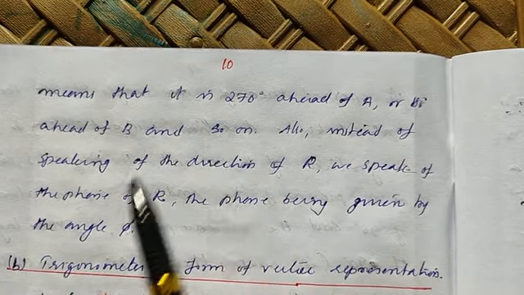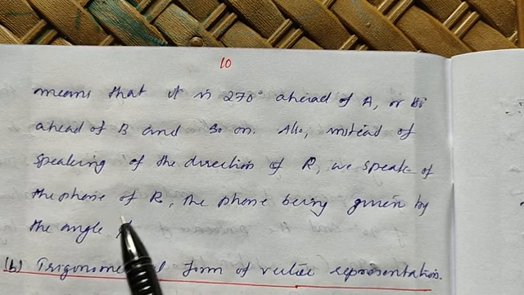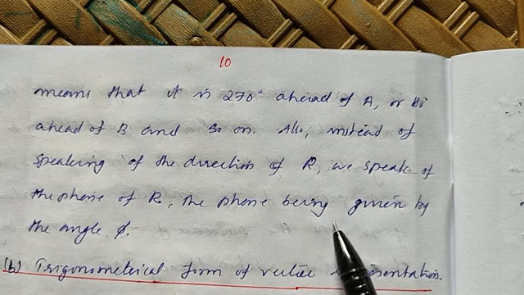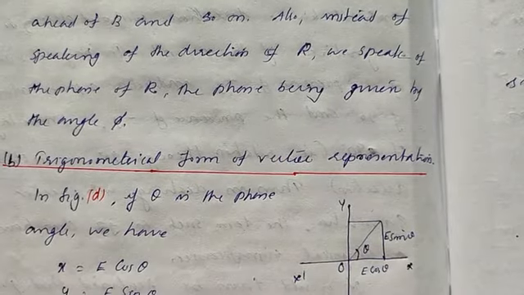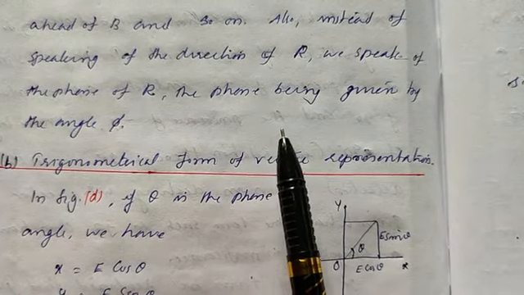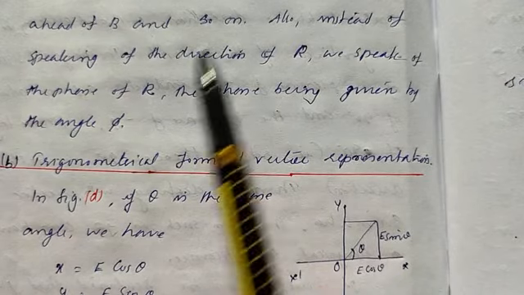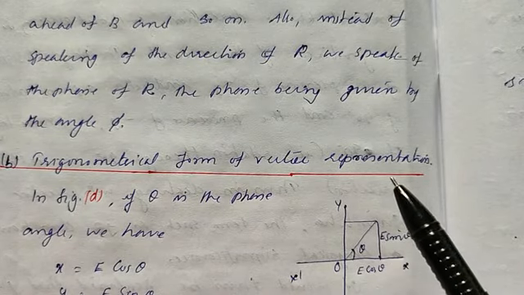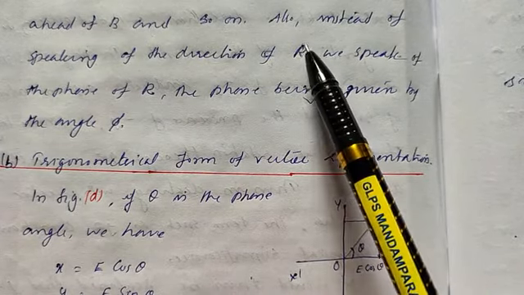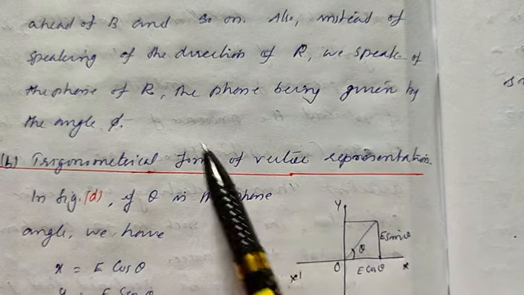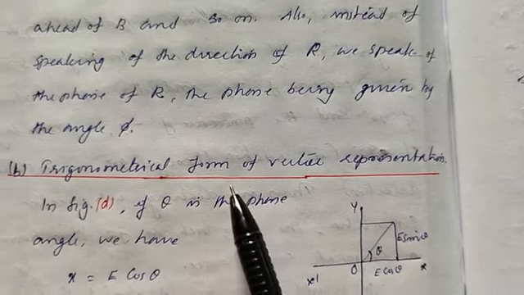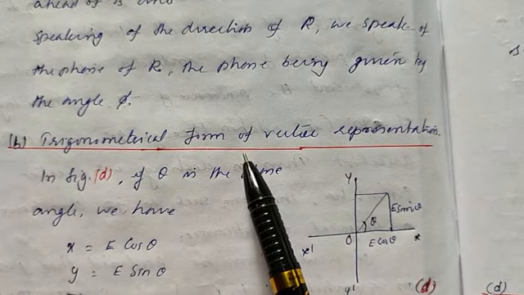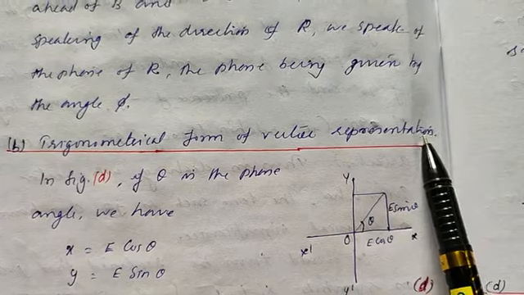So also, instead of speaking of the direction of r, we speak of the phase of r, the phase being given by angle phi. So instead of talking in terms of the rotation through an angle, or speaking of the direction, we are speaking in terms of this phase. That's all. Now the second form is the trigonometrical form of vector representation.